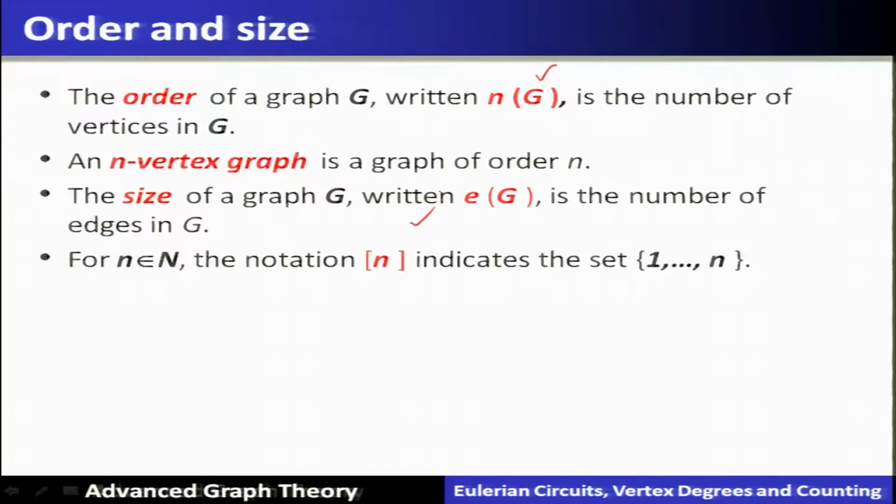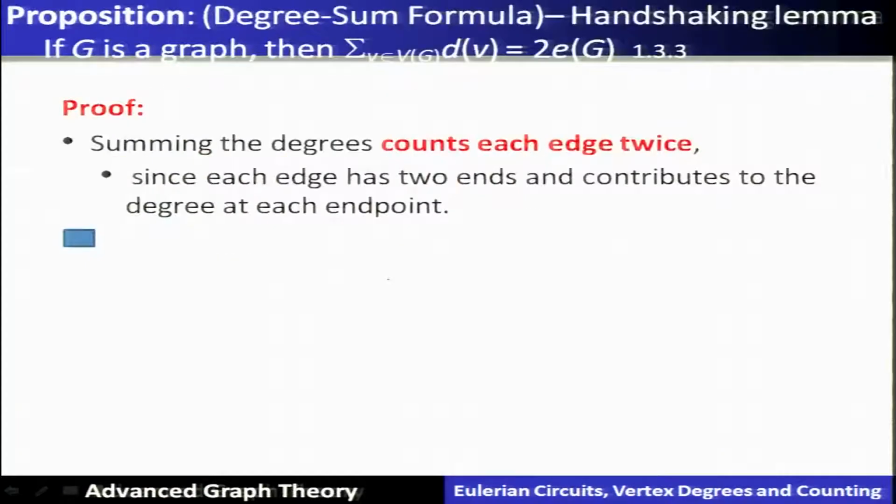And the order of a graph, we can represent through the indices 1 to n. Now, using the degrees of a graph, we will see an important proposition or important lemma that is popularly known as the handshaking lemma. So this proposition is called degree sum formula, which is stated as: if G is a graph, then the summation of the degrees of all the vertices in G is nothing but twice the number of edges in the graph. So let us see the proof.